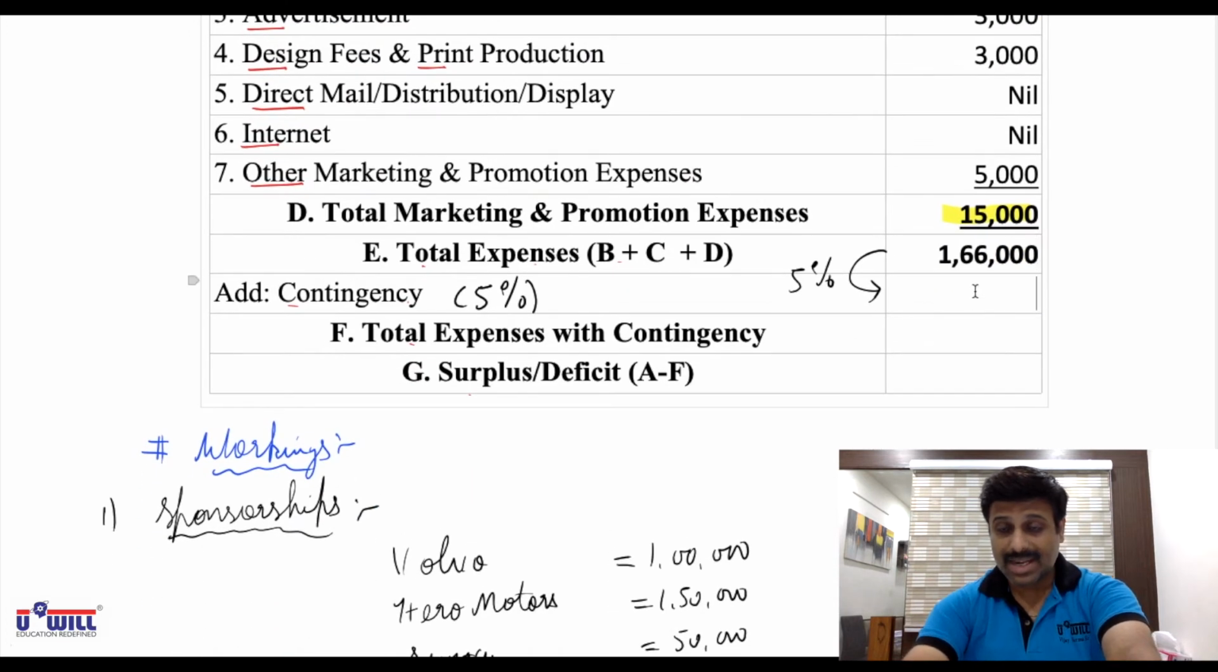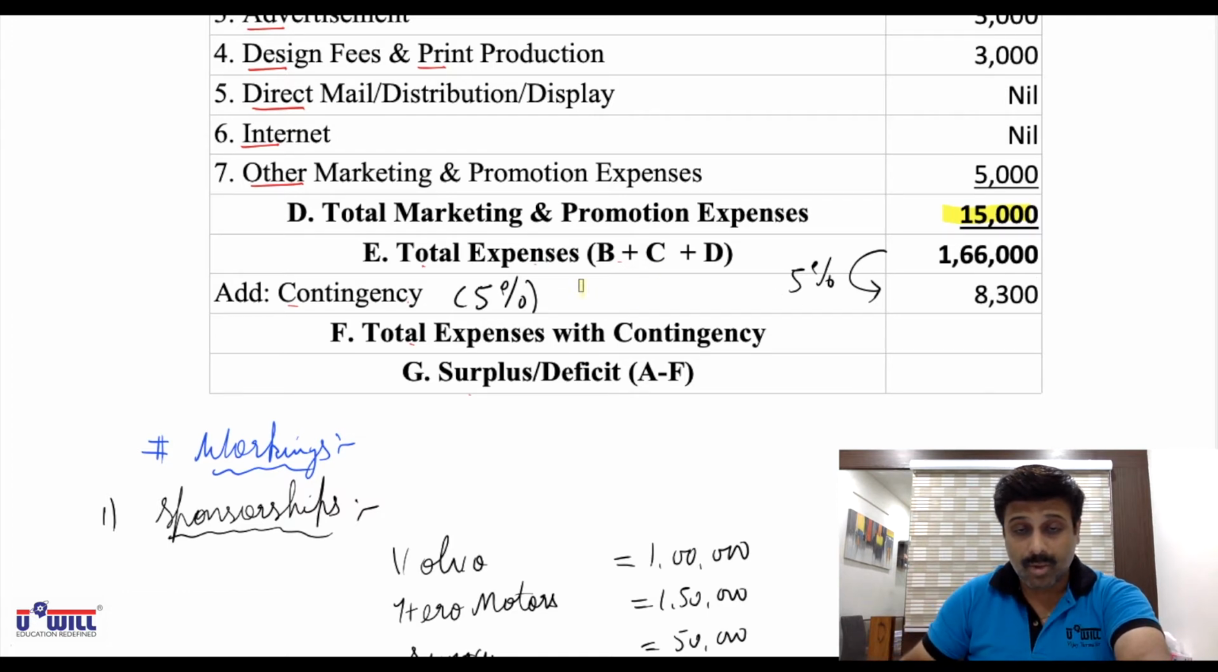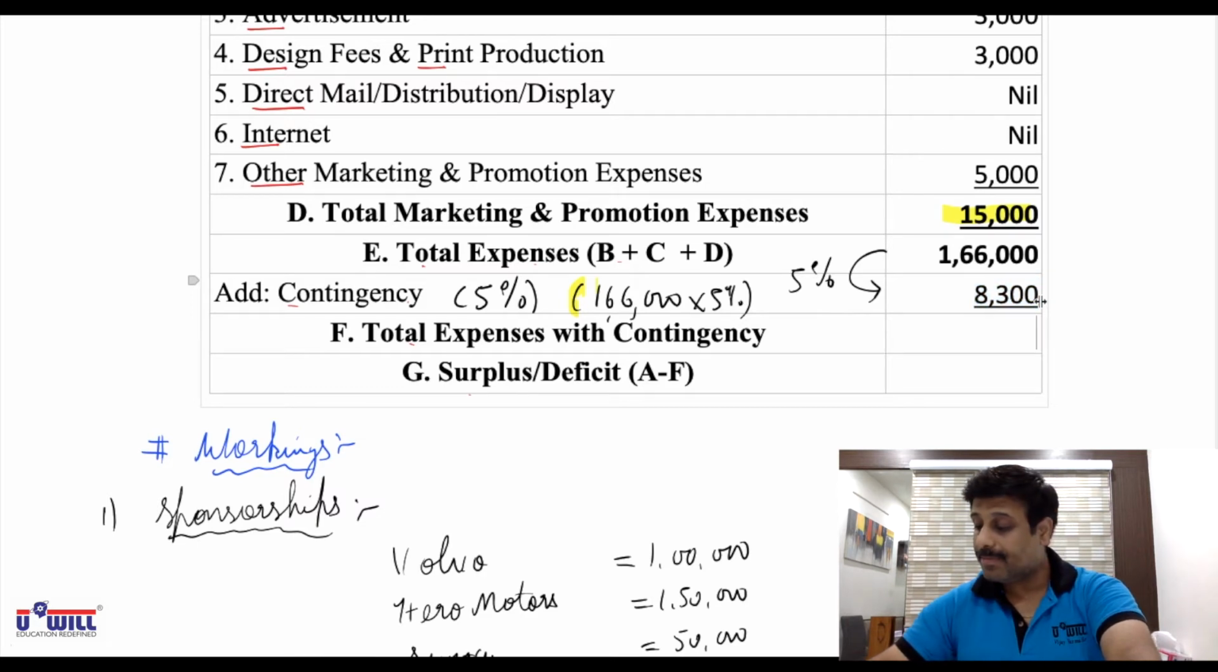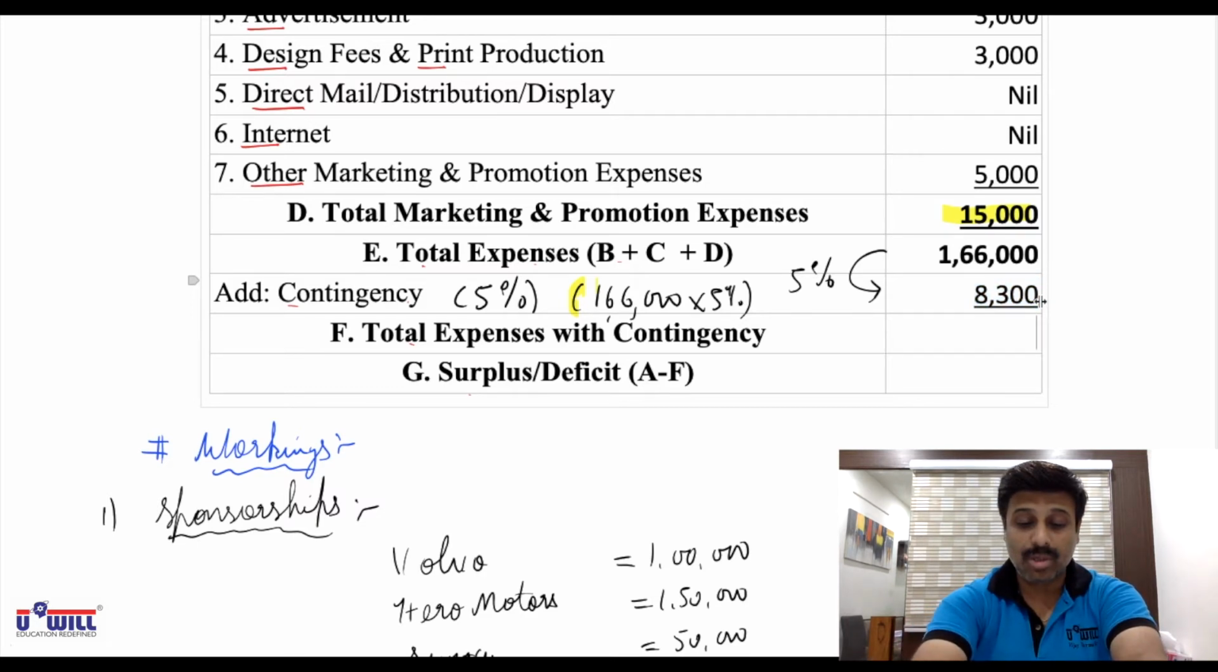Now, on this 1,66,000, we'll calculate 5% provision. So, all of you do it. 1,66,000 into 5% provision for contingencies. That is 8,300. Okay, how did we get this 8,300? 1,66,000 into 5%. That is 8,300. So, including this 8,300 now, total amount will be 1,74,300.